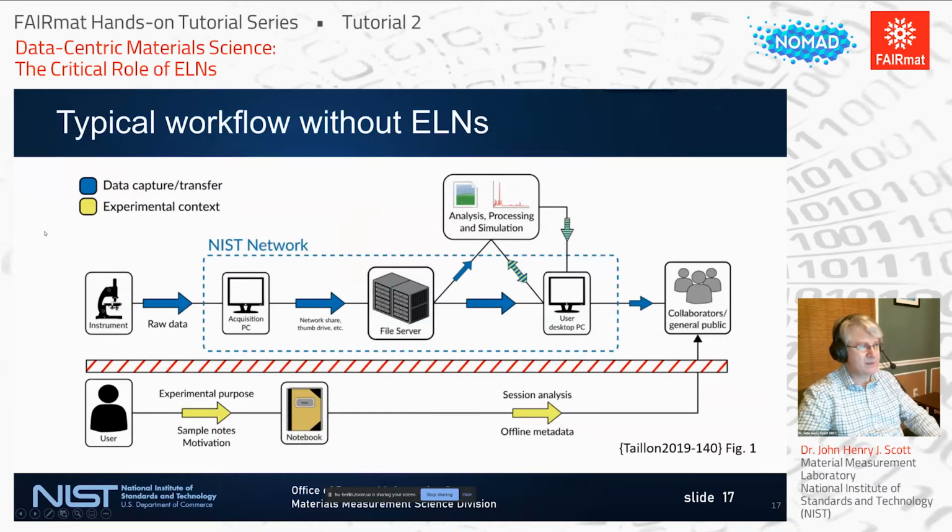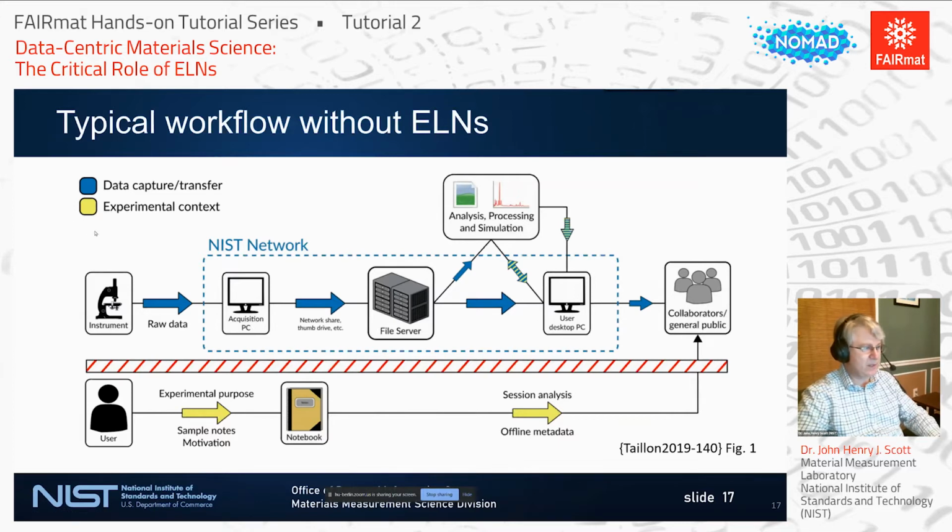So NIST undertook a series of workshops as well as some trade studies where we analyzed different laboratory information management systems and thought in groups about how we should think about LIMS and ELNs. And one thing that came out of this is a publication from Joshua Taillon, 2019. There's a reference at the end, showing the typical workflow in an electron microscopy lab specifically without electronic lab notebooks.